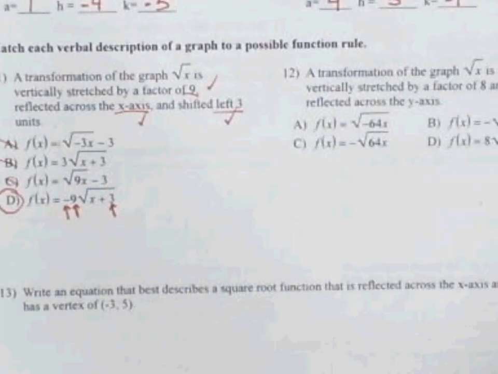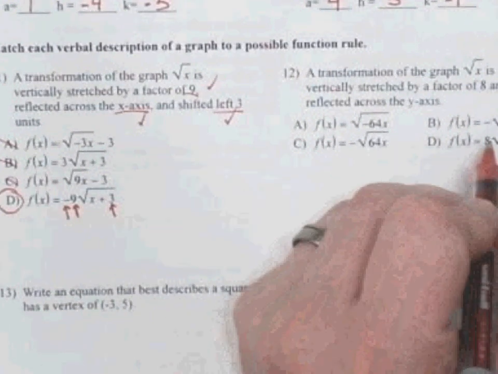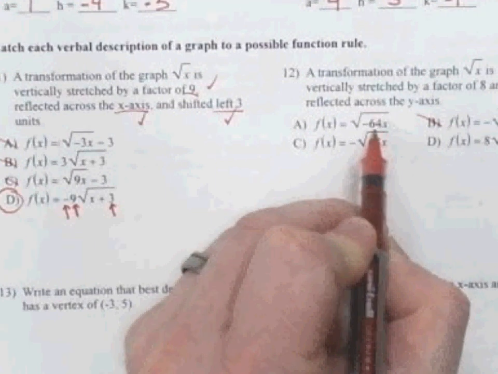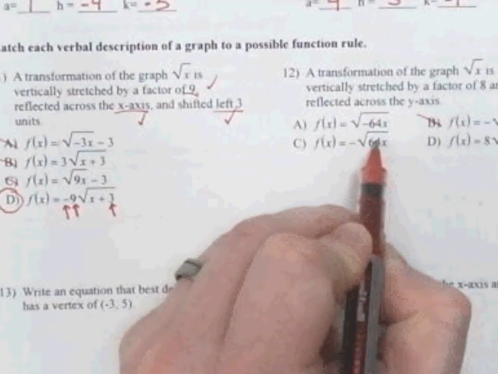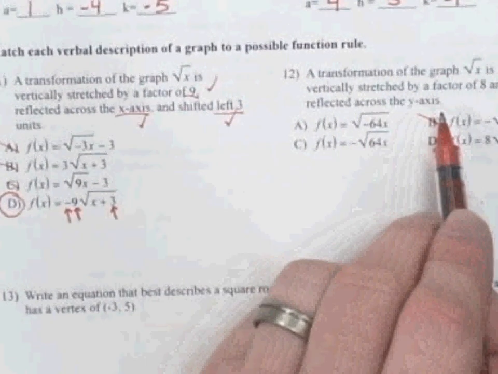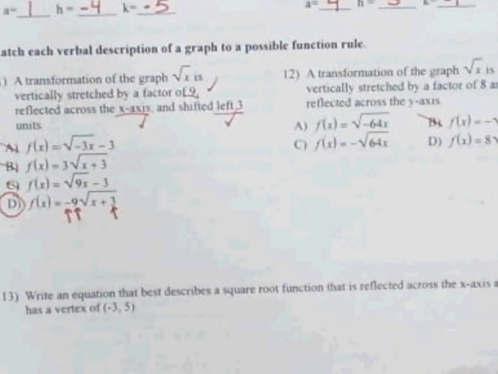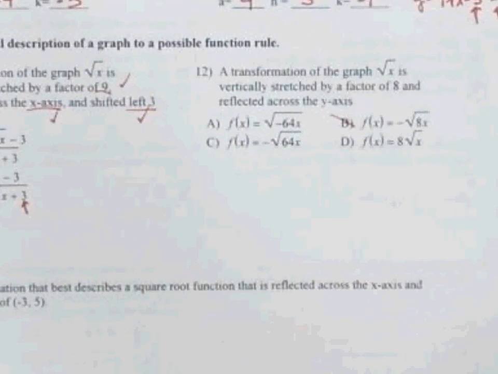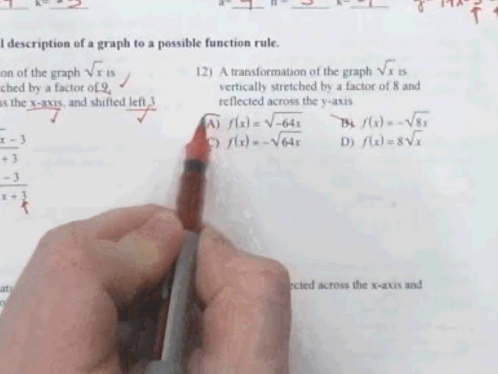Numero 12. So we've got the square root of x being transformed again, vertical stretch by a factor of 8. Okay, so this is not a stretch by a factor of 8. This actually is, because the square root of 64 out here would be 8. So we eliminated b, and it's reflected over the y-axis. Okay, so where does the negative sign have to be for it to be a reflection over the y-axis? That negative sign has to be inside the square root sign. So it's actually going to be a.